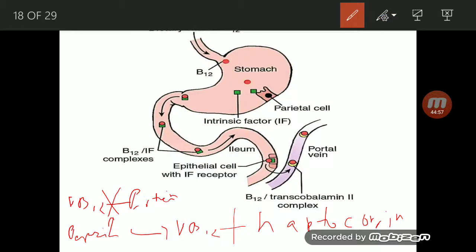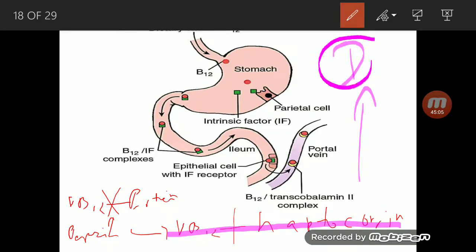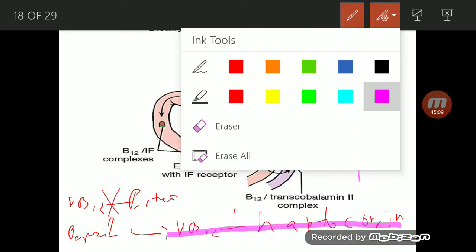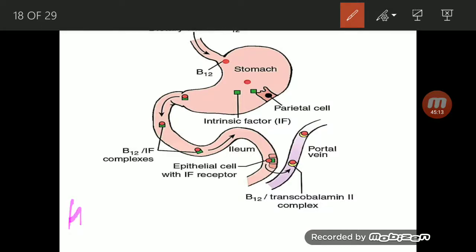So this complex of vitamin B12 and your heptachlorine goes and enters into your duodenum. Right now you have your vitamin B12 and heptachlorine complex which has entered into your duodenum. In your duodenum, what happens?